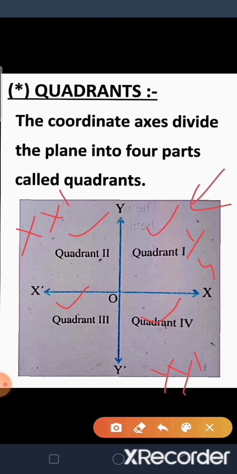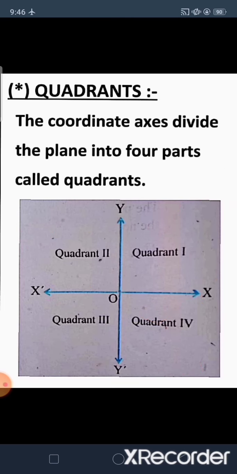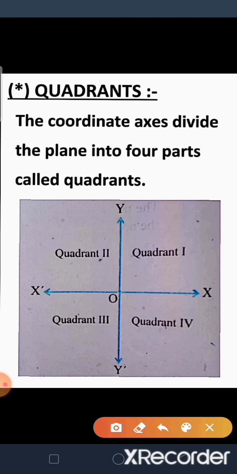Here we number our quadrants 1, 2, 3 and 4 anti-clockwise from the OX direction. Our direction OX is here. Anti-clockwise means the opposite direction of the clock. So we start numbering our quadrants anti-clockwise from the OX axis. So we move this way, and it is our first quadrant.